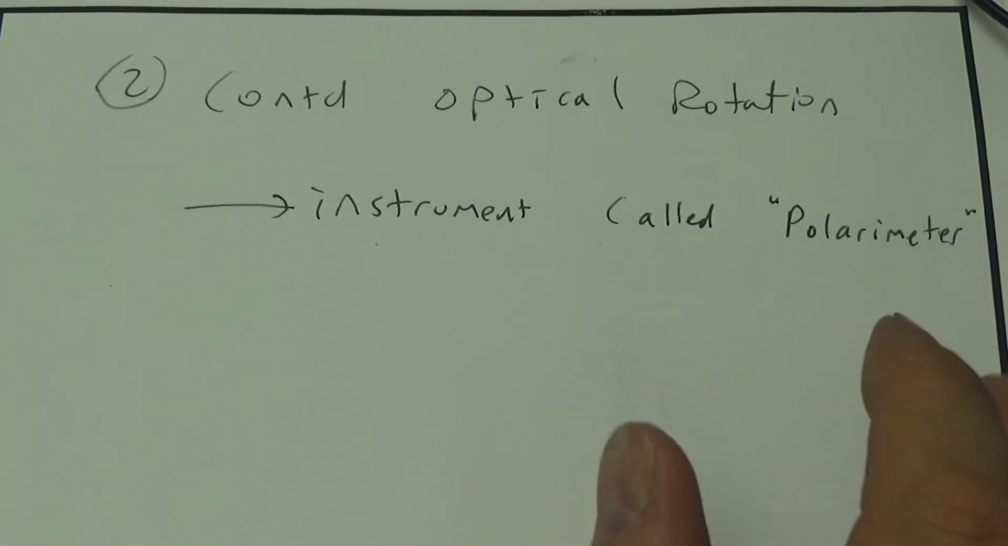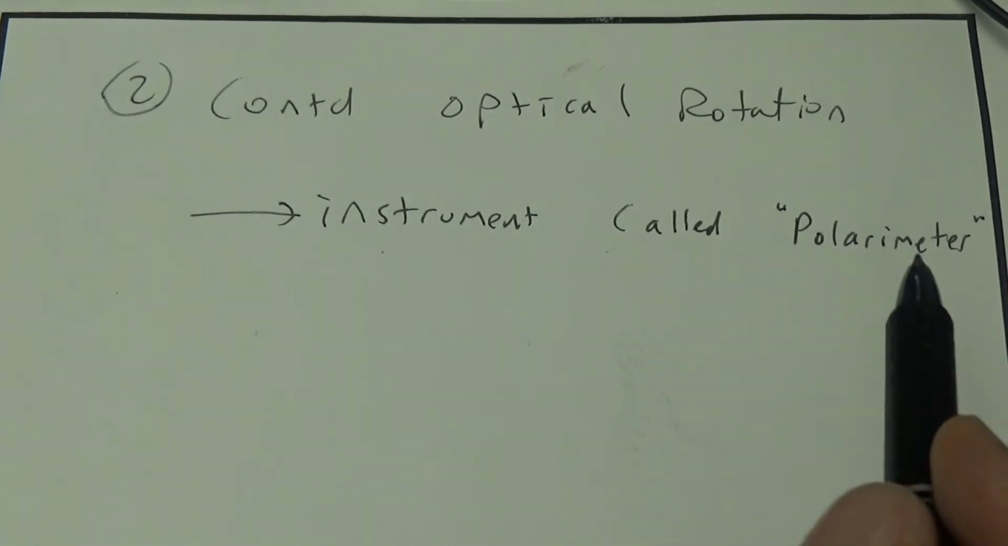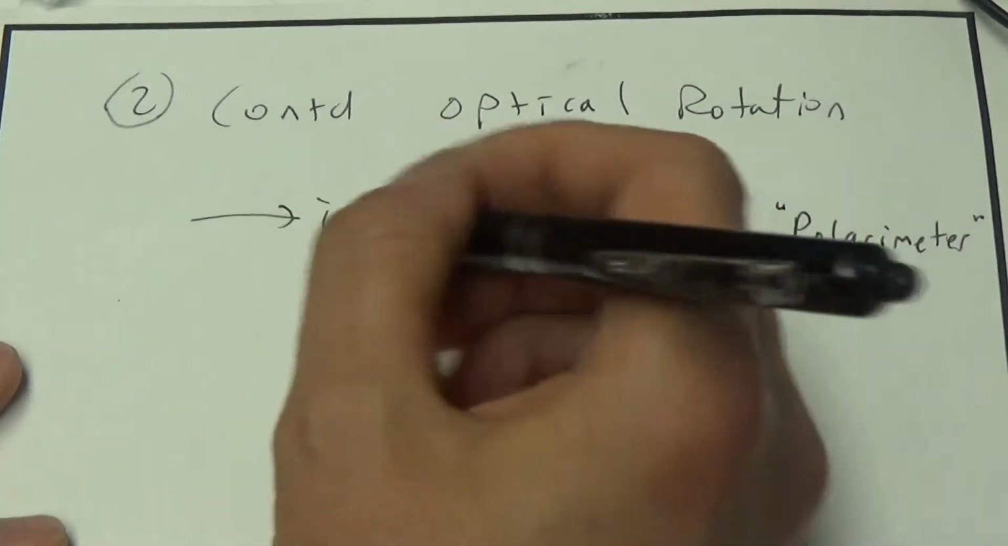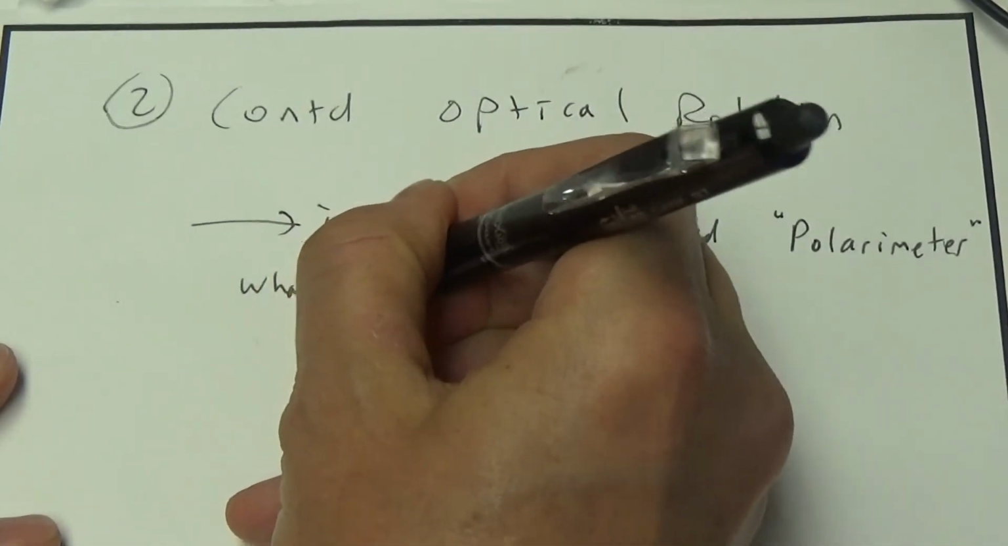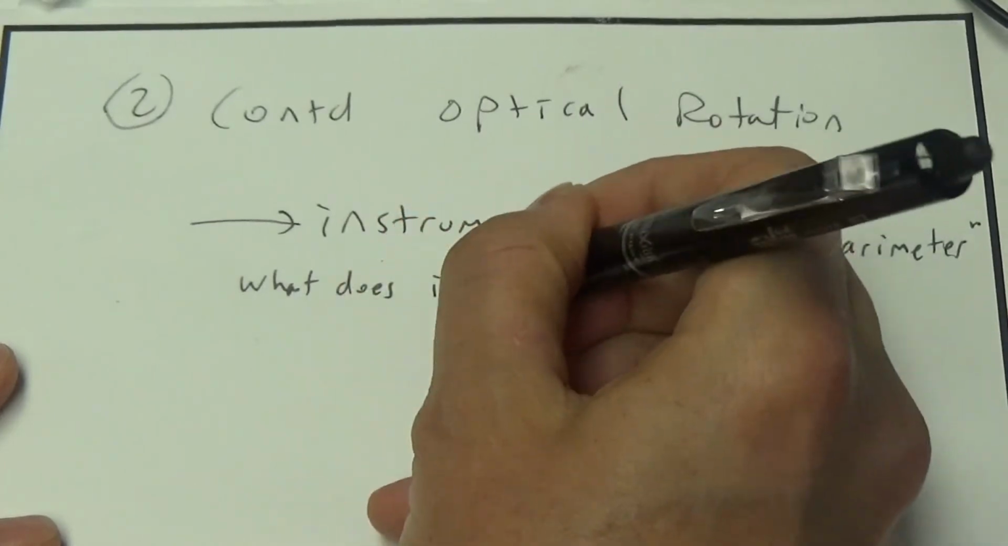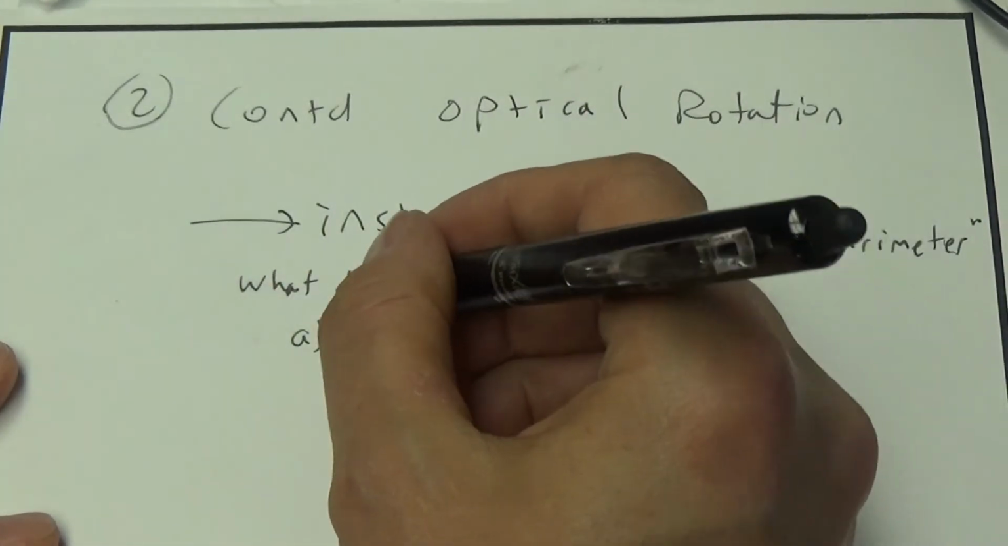It's kind of a classic chemistry analytical method. Polarimeter. What does the machine do? What does it do? It generates plane polarized light.